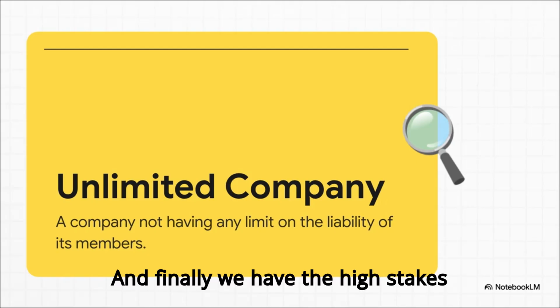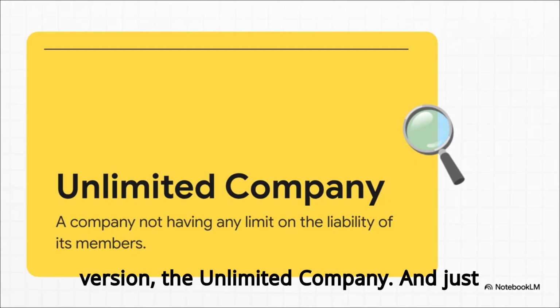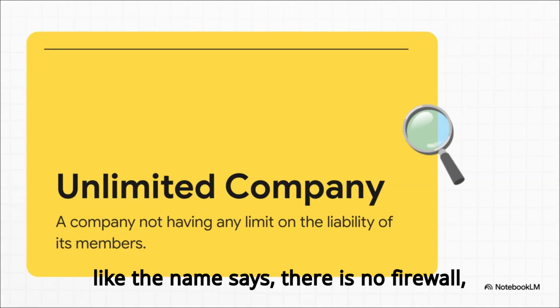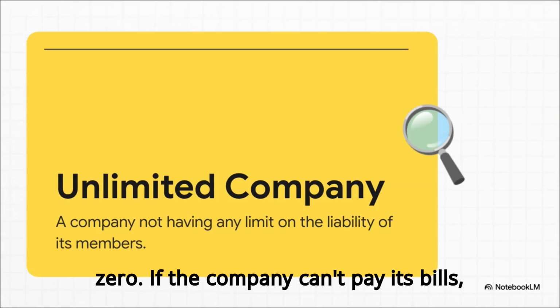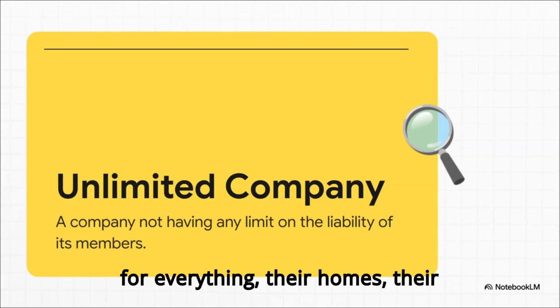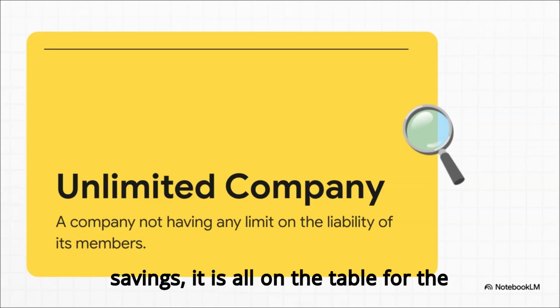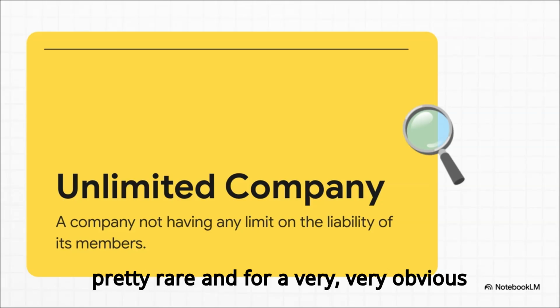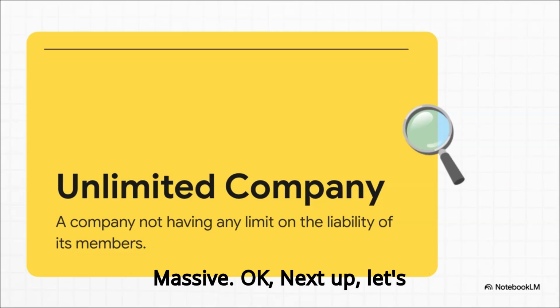And finally, we have the high-stakes version, the unlimited company. And just like the name says, there is no firewall, zero. If the company can't pay its bills, the members are personally on the hook for everything. Their homes, their savings, it is all on the table for the company's creditors. This structure is pretty rare, and for a very obvious reason. The personal risk is just massive.